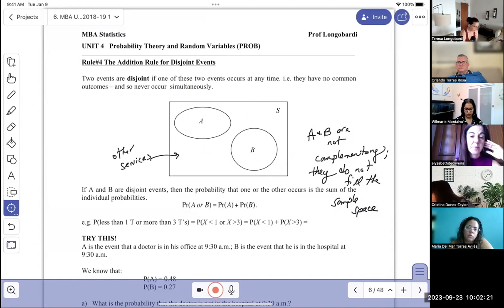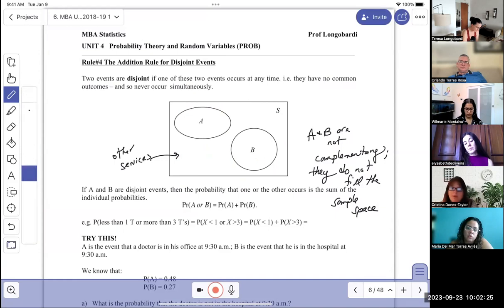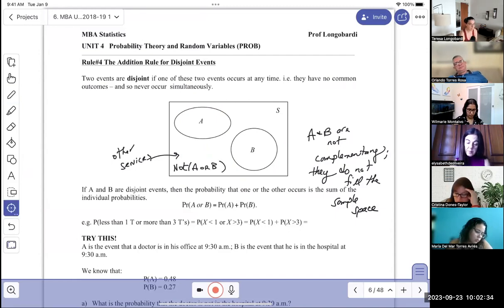Okay, so we give a name to this outside space in general, and we call this space not A or B. That's all I know about it, because I haven't defined anything else.